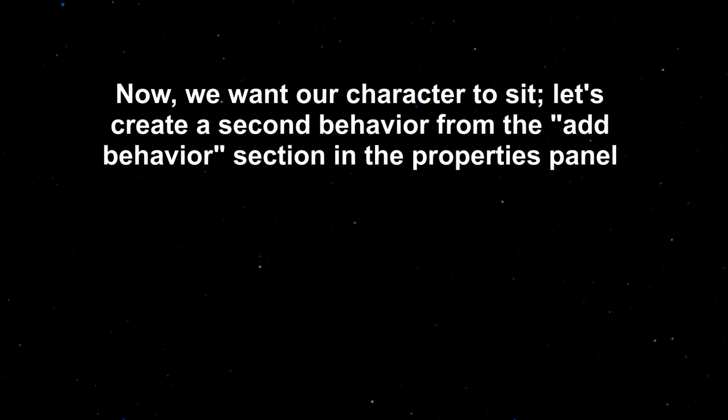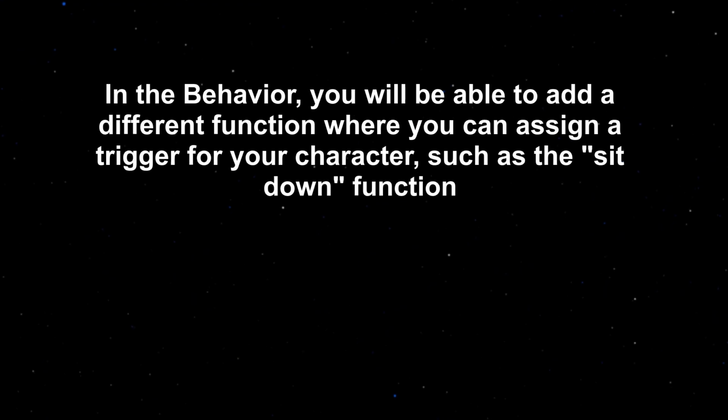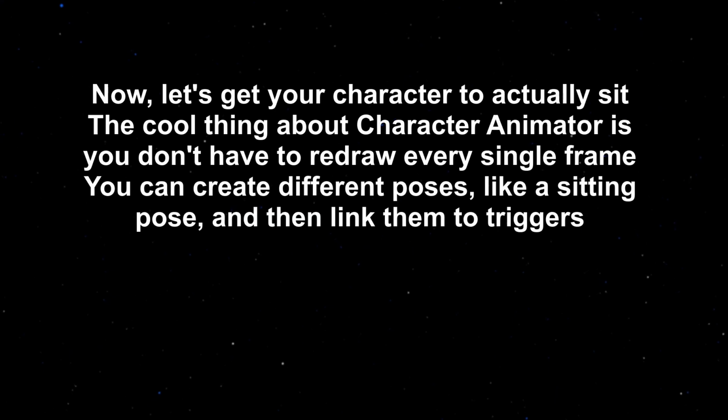Now, we want our character to sit. Let's create a second behavior from the Add Behavior section in the Properties panel. In the Behavior, you will be able to add a different function where you can assign a trigger for your character, such as the sit-down function. Now, let's get your character to actually sit.